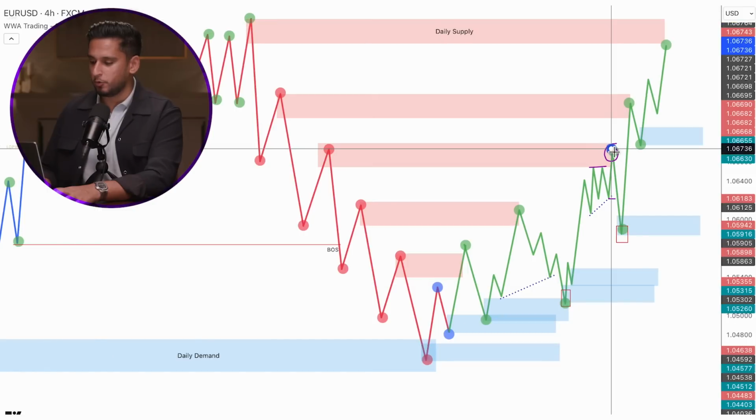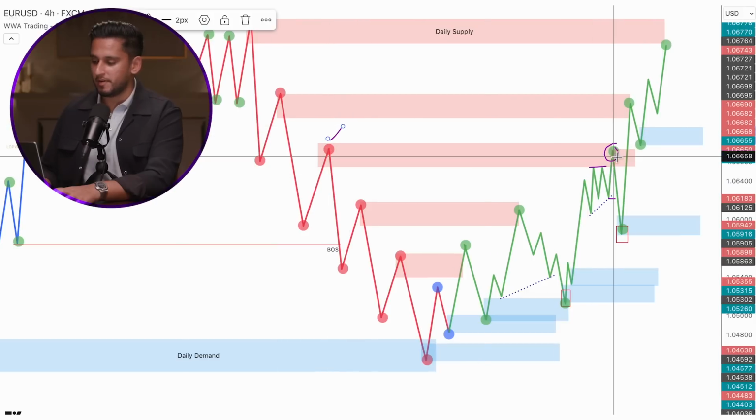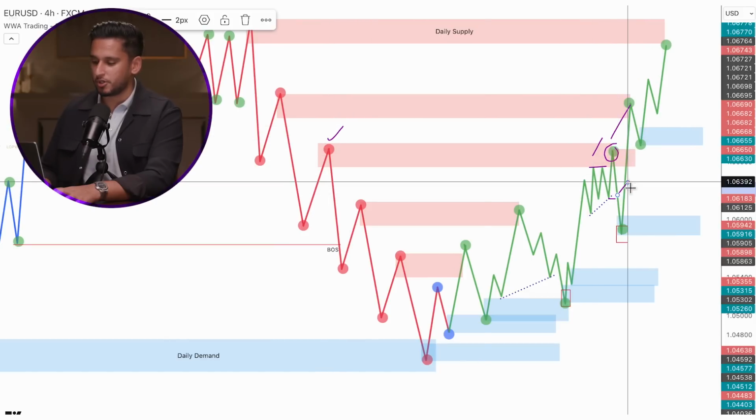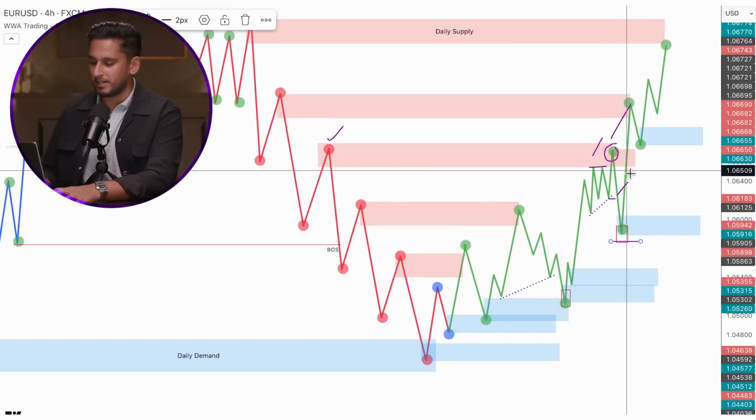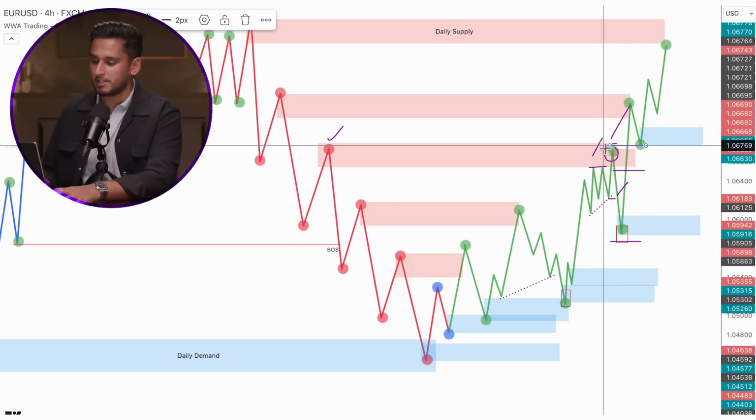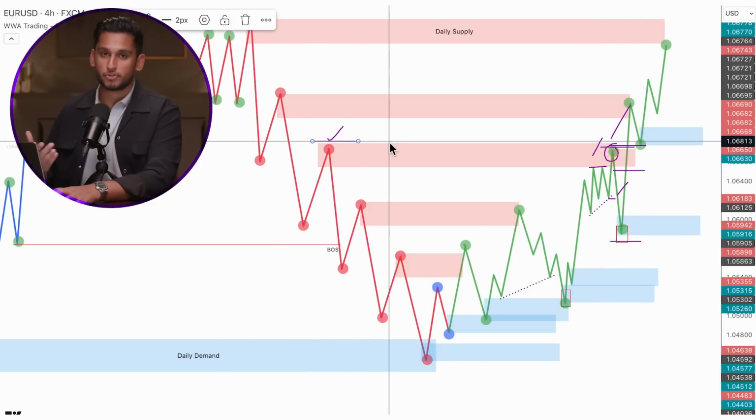So therefore, people will be looking to sell here. They'll say, oh, we've had a meaningful supply, we've had a buildup of liquidity, we've had an inducement, we've had a break of structure, we've had a lower low form, and we identify a new supply area. So therefore, a lot of sellers will be in there and a lot of liquidity will be in this area based on that structural price action.